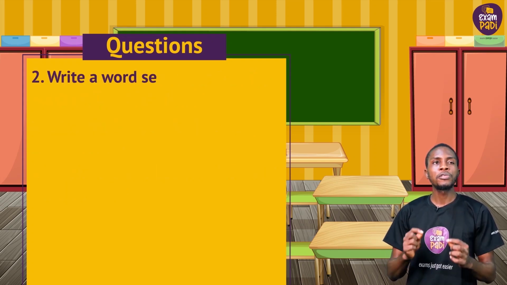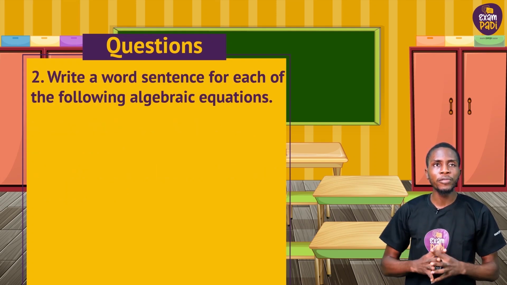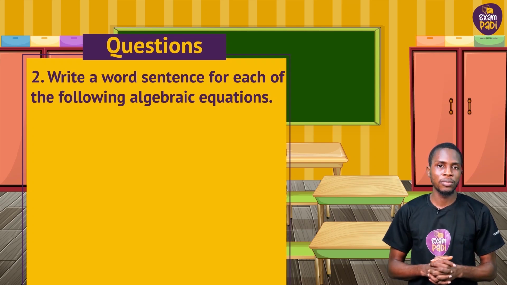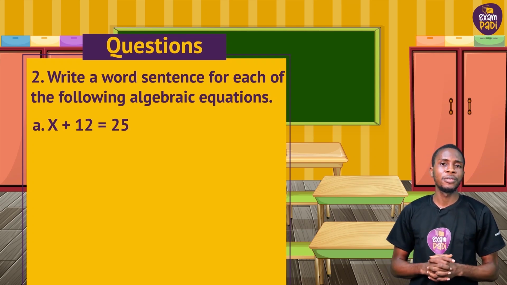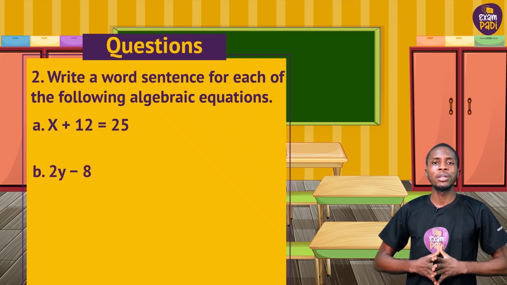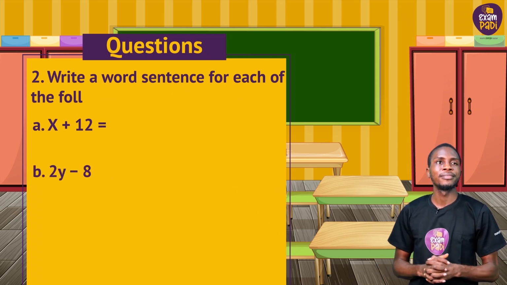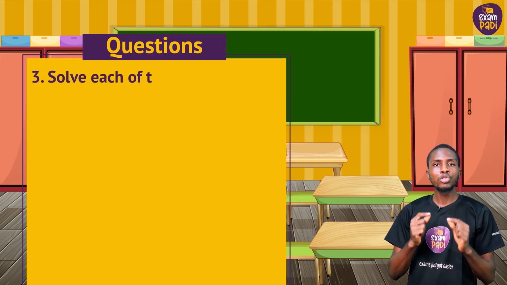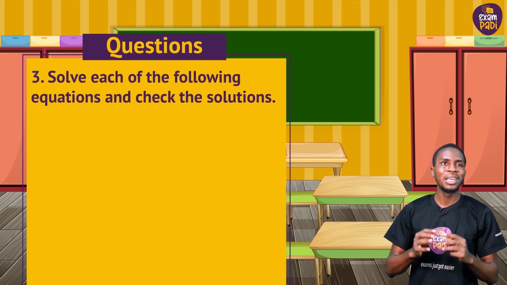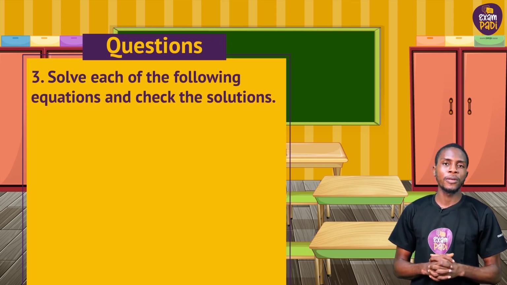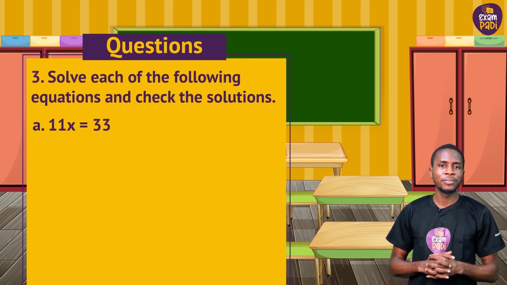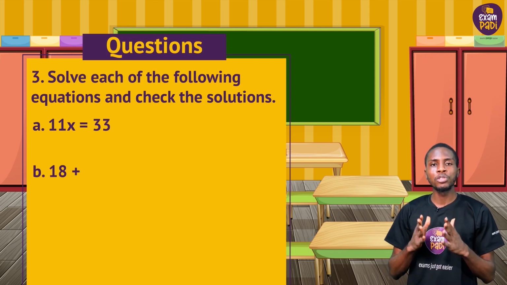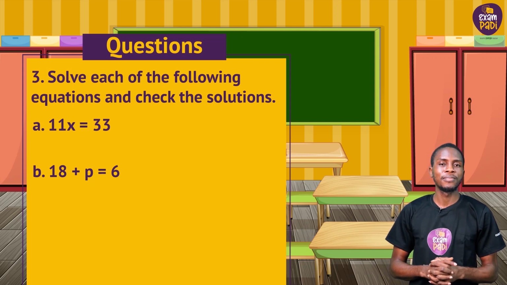2. Write a word sentence for each of the following algebraic equations. A. x plus 12 equals 25. B. 2y minus 8 equals 30. 3. Solve each of the following equations and check the solutions. A. 11x equals 33. B. 18 plus p equals 6.